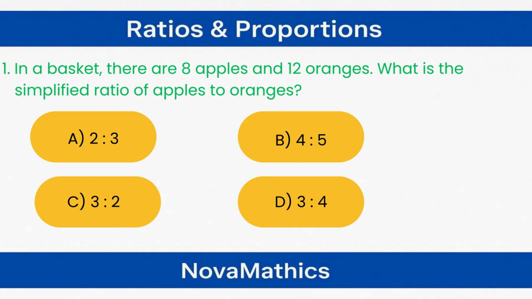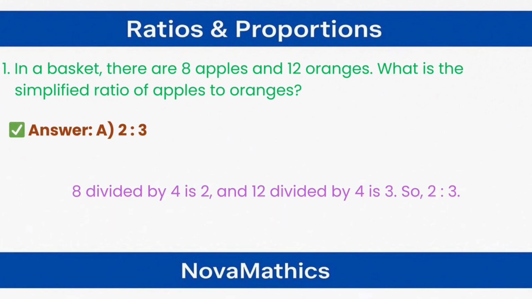In a basket, there are 8 apples and 12 oranges. What is the simplified ratio of apples to oranges? Eight divided by 4 is 2, and 12 divided by 4 is 3. So 2 to 3.